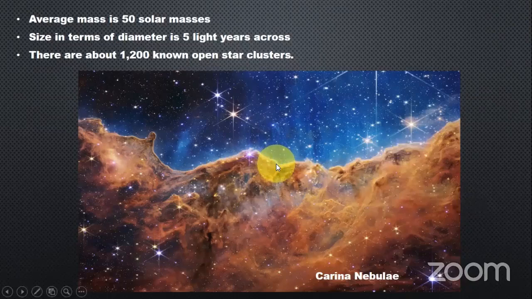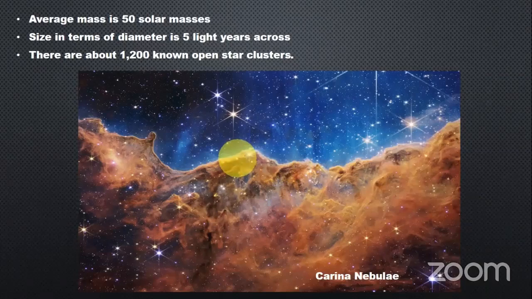Now, for the individual stars, their typical mass is about 50 solar masses, that is 50 times the mass of the sun. So they are incredibly massive, and these are classified as high mass stars. The size in diameter of these open star clusters is typically about 15 light years across. So far we have discovered up to 1,200 open star clusters.